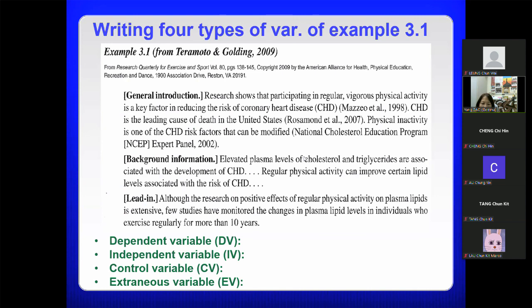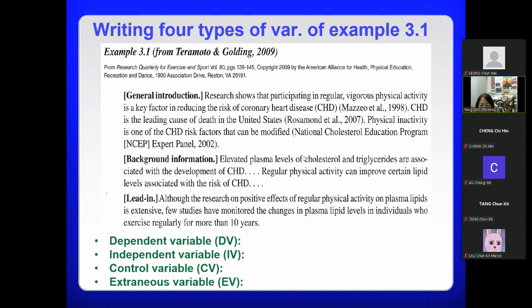So let's draw the four types of variables from the example. We already should be very familiar with this example. So we can draw the dependent variables, at least two we can draw from this study. One dependent variable is the cholesterol. The second is the triglycerides. That's the two dependent variables. The independent variable of this study is the regular exercise.